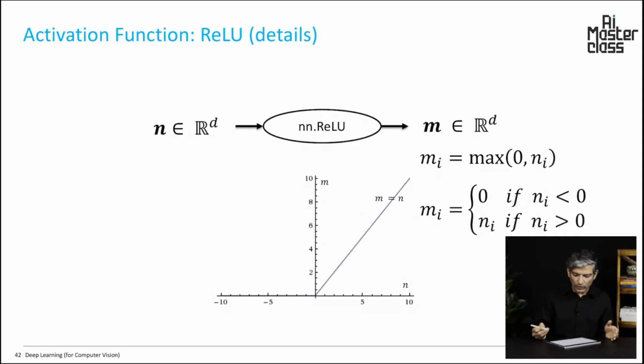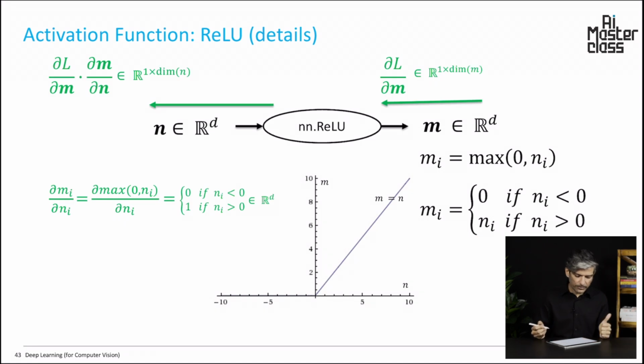So ReLU, as you know, we have discussed it many times. You can call it Mi as the output and Ni as the input, and as long as it is positive, it is the copy of that, and if it is negative, then it's 0. So Mi is either Ni or 0.